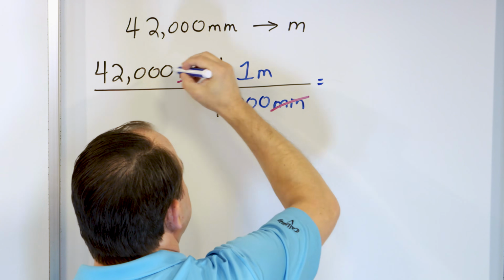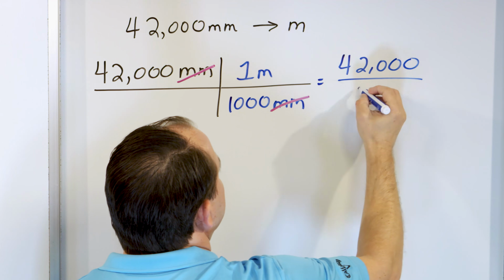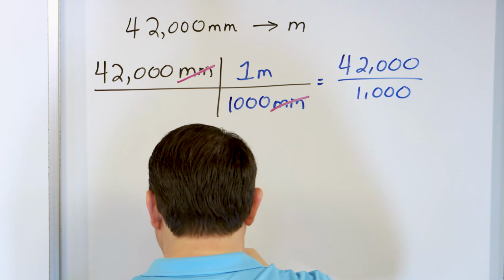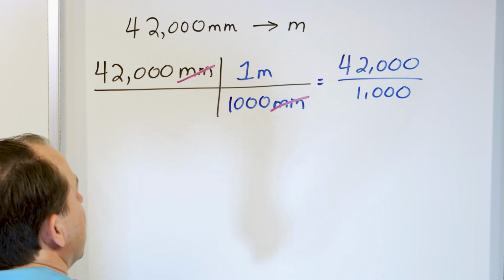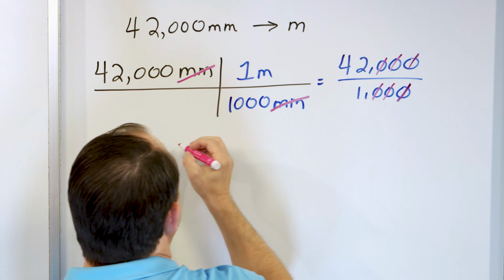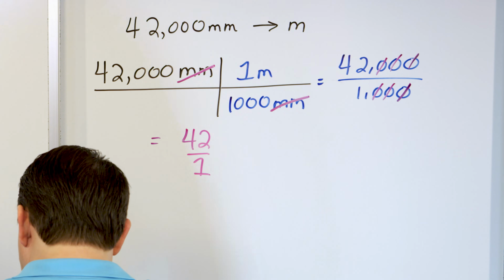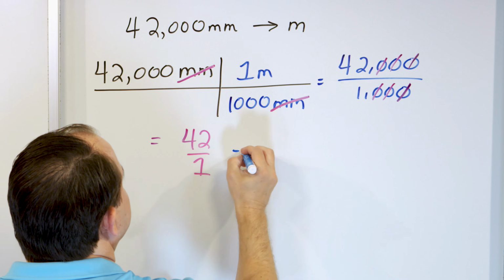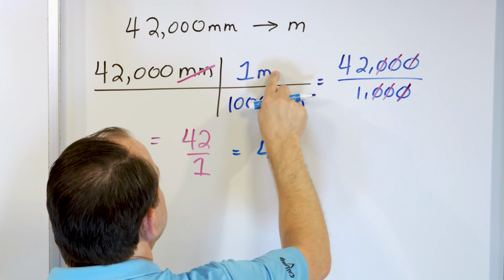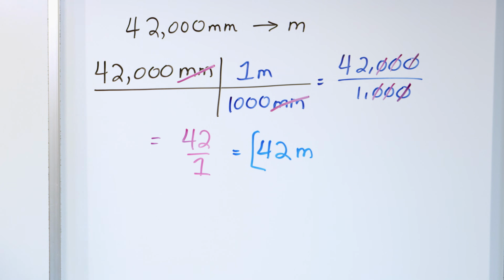So let's write it. We multiply the top, we're still going to have 42,000. And on the bottom, we have 1,000. All right? And so what do we get? We can cancel this 0 with this one, this cancels with this one, this cancels with this one. What do I get? 42 on the top divided by 1 on the bottom. And so the answer I actually get is 42, and the unit left over is meters. So the answer is 42 meters.